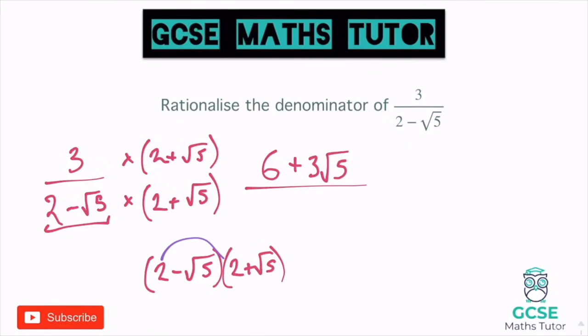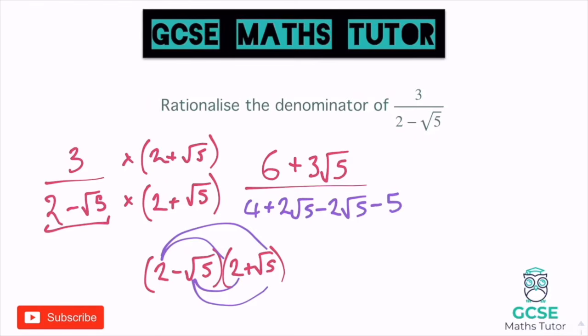So we have 2 times 2, which is 4. Then we have 2 times this root 5, which gives us 2 root 5. Then we have negative root 5 times 2, which is negative 2 root 5. And then root 5 times root 5, one being negative, so minus 5.